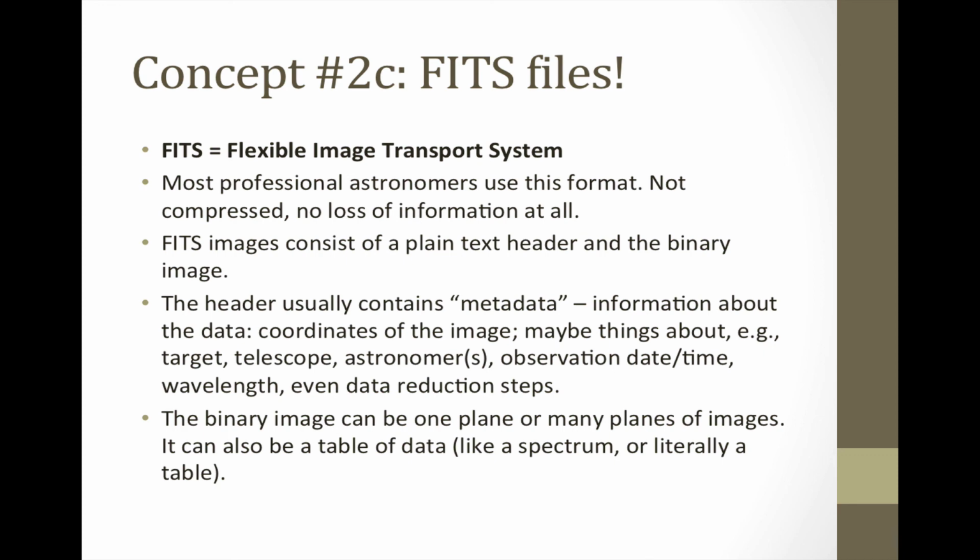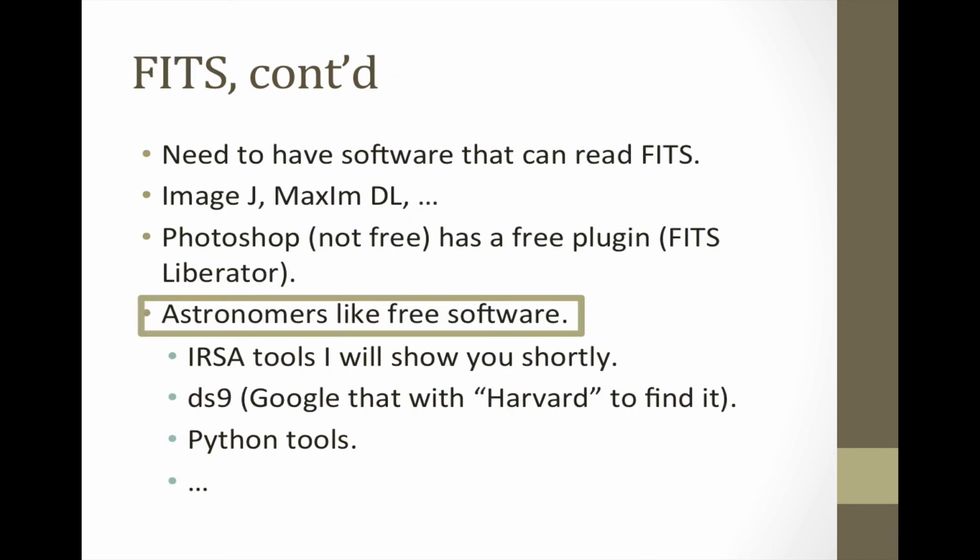At the very least, it usually has the coordinates of where it's looking and how to translate pixels to coordinates on the sky. The binary image itself is usually just one image plane, but it can be many different planes. It can be, say, errors, the image and then the errors and then the coverage, and it can be additional planes. And technically, you can also have FITS files that are data tables. Sometimes those are spectra, a list of wavelength and brightness. It can literally be a data table.